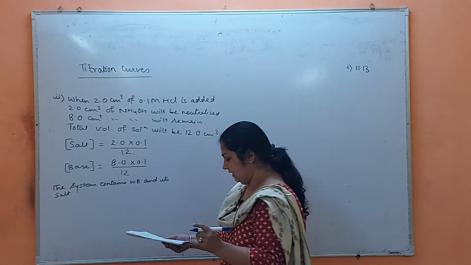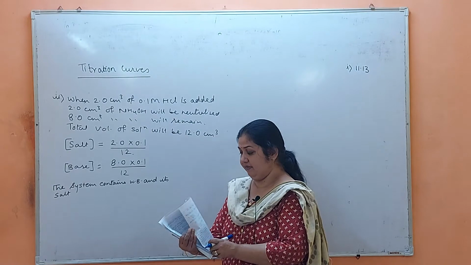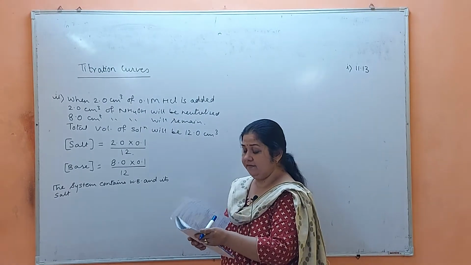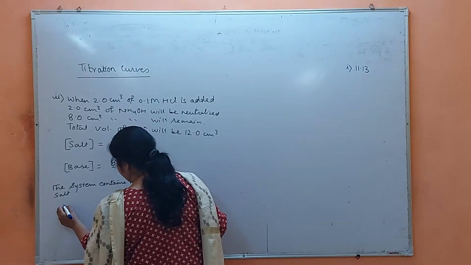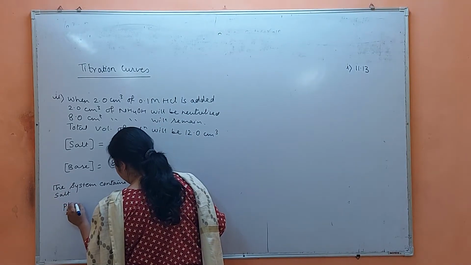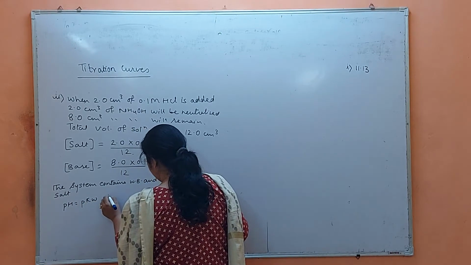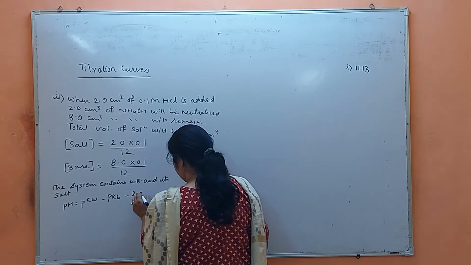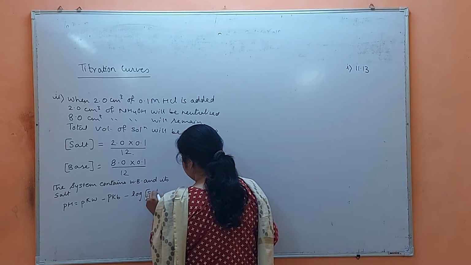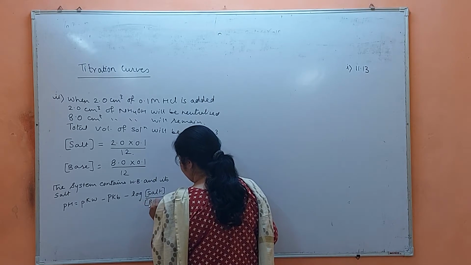Alright, so now there exists a basic buffer. Now for basic buffer we have a separate equation, that is pH is equal to pKw minus pKb minus log salt by base. This is the equation for it.